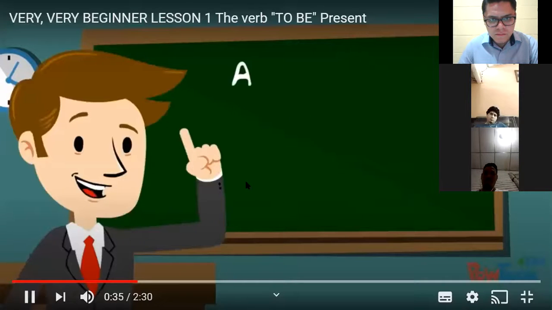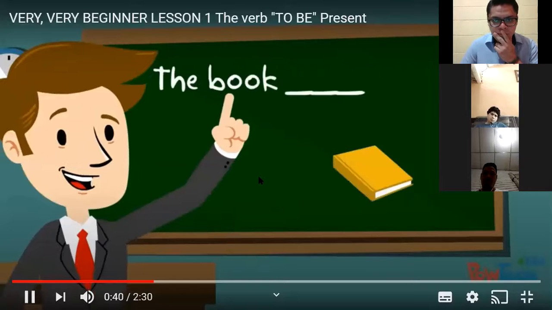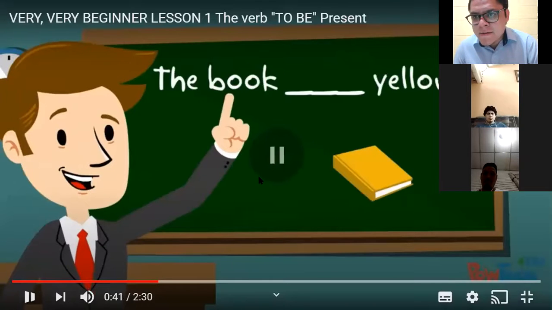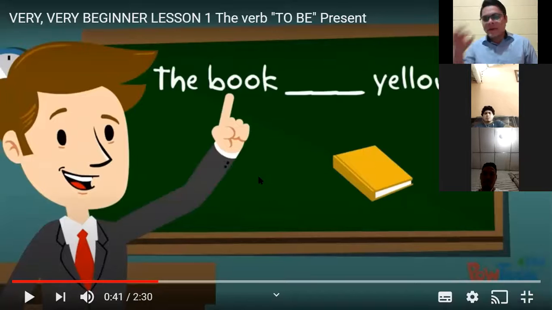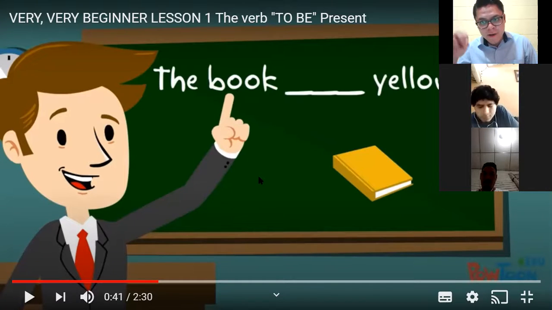Now, how about a little practice? The book, yellow. Okay, so as I told you, we have three forms in order to conjugate the verb to be. Am, is, and are. I am, you are. We are, they are. He is, she is, it is.